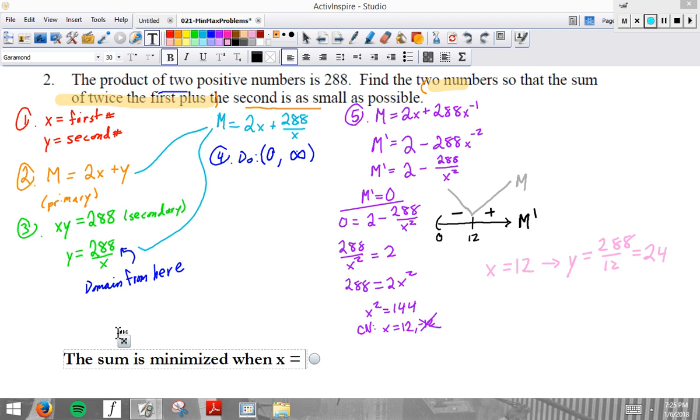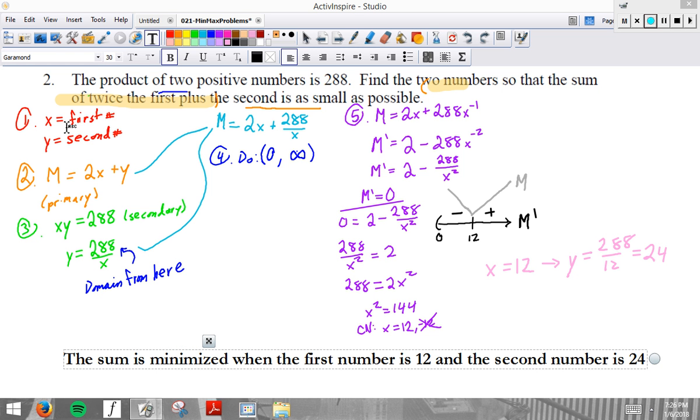And now when we go to write our final answer, careful. Do not say the sum is minimized when x equals 12. Sometimes they will not accept that. I certainly won't on my tests. The sum is minimized when, don't use your label, go back to their labels. When the first number is 12, and that's again where this comes in handy. The fact that we told our reader what the first number was, it helped us remind ourselves. And the second number is 24. Or 288 over 12, it's up to you.